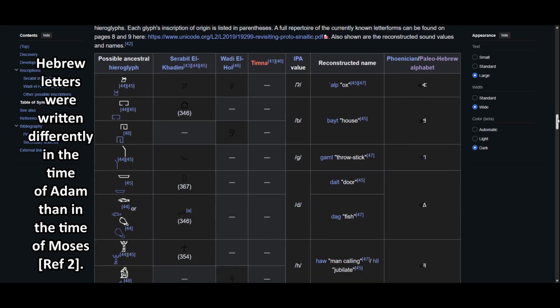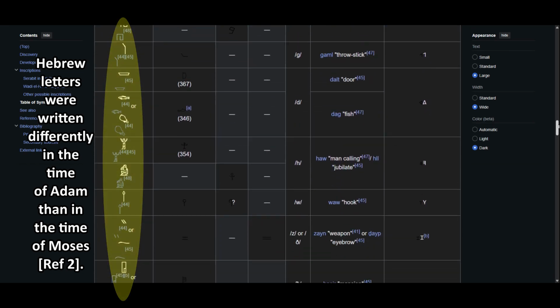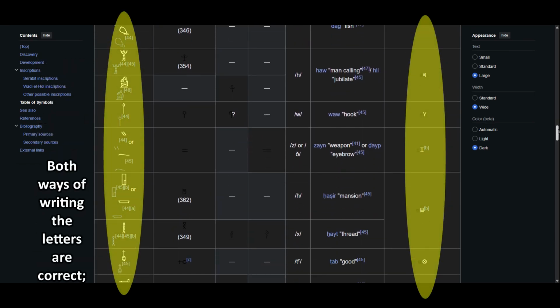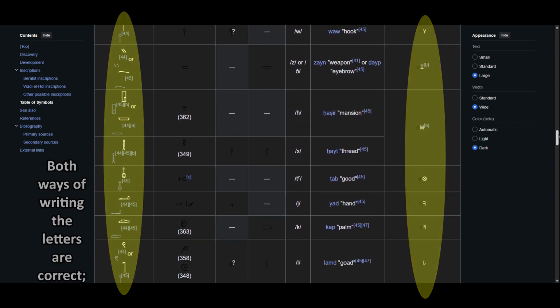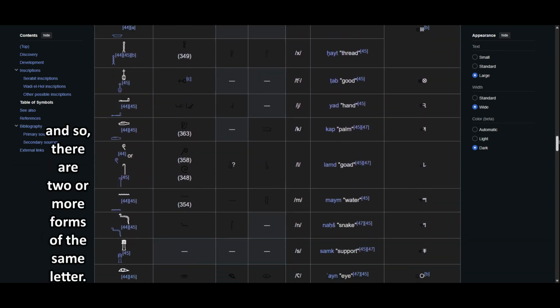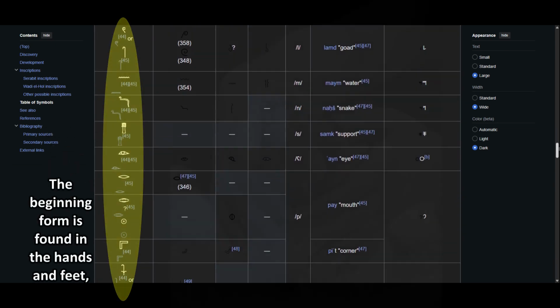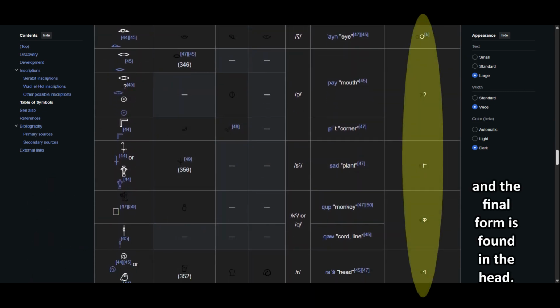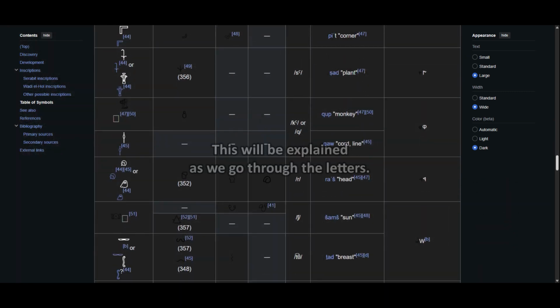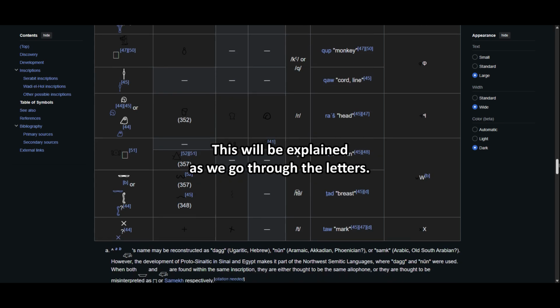Hebrew letters were written differently in the time of Adam than in the time of Moses. Both ways of writing the letters are correct, and so there are two or more forms of the same letter. The beginning form is found in the hands and feet, and the final form is found in the head. This will be explained as we go through the letters.